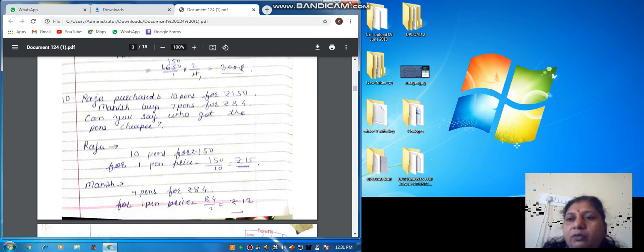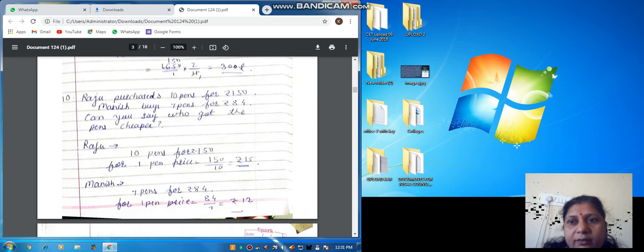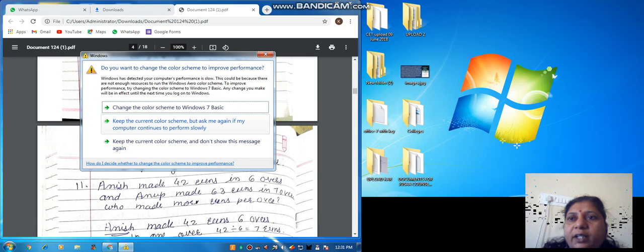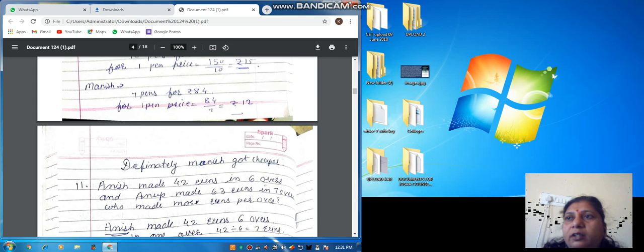So for one pen the price is equal to 84/7, that is 12 rupees. अब बताओ किसका चीपर है? मनीष का ना. Okay, so we have to write here Manish got the cheaper. Definitely Manish got the cheaper.